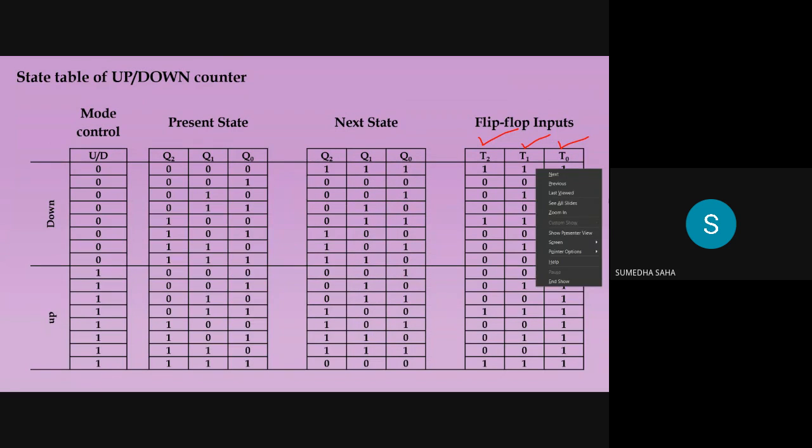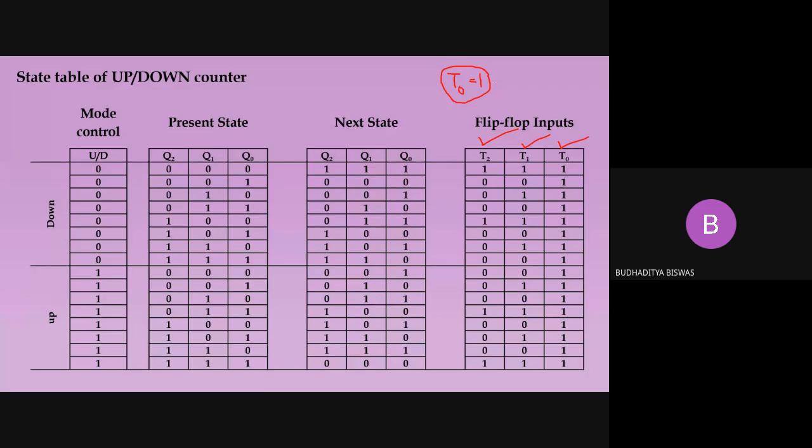Last day I told you, just look at the expression for T0. Here it is 1 every time. So you can easily say, without doing the K-map, that T0 should be equal to 1, because it is 1 in all the possible rows. So that's why T0 equals 1 always. We don't need to do the K-map for finding the expression for T0. But for T1 and T2, we need to find the expression because some zeros are there.